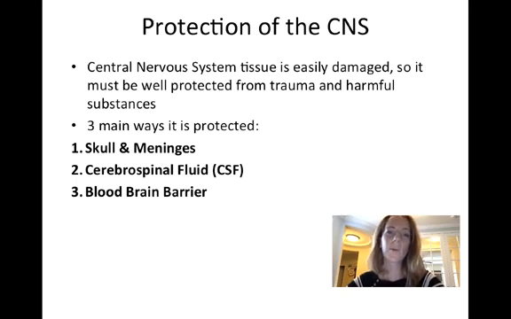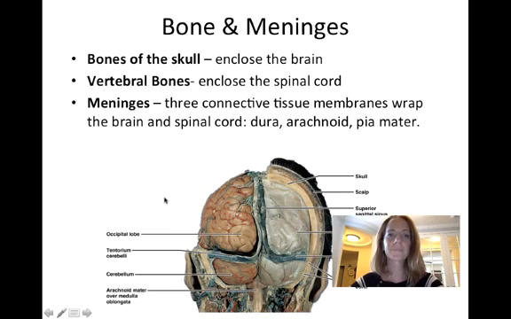It has to be well protected from trauma and from harmful substances. So there are three ways to protect the brain and the spinal cord. First are the skull and the meninges. Second is the cerebrospinal fluid. And third, special to the brain, is the blood-brain barrier.